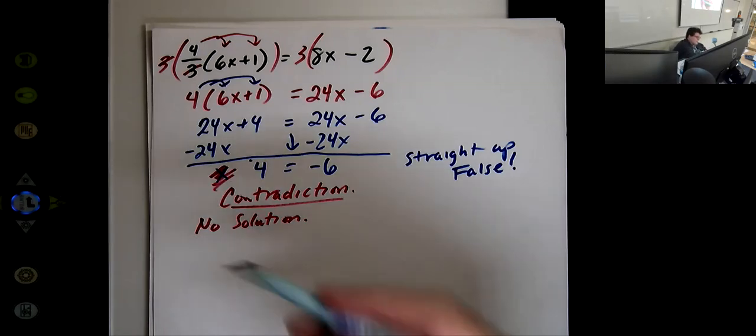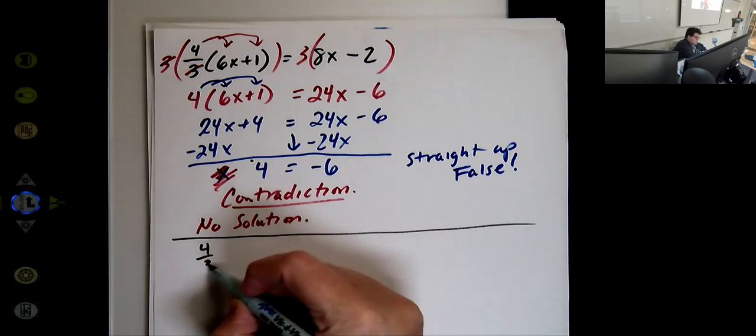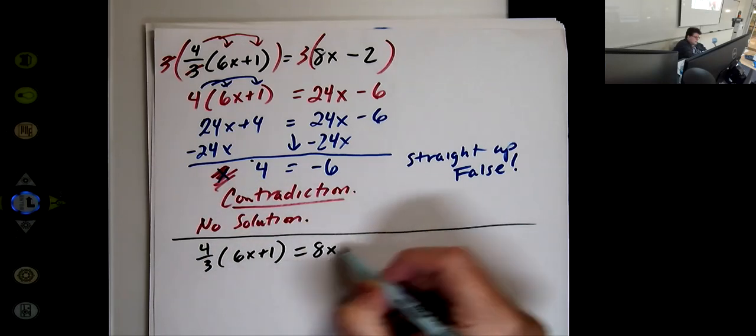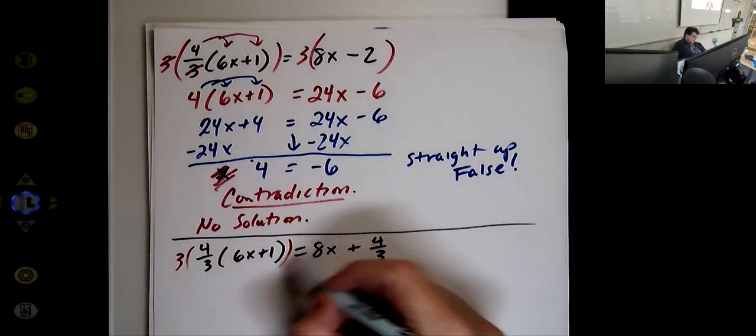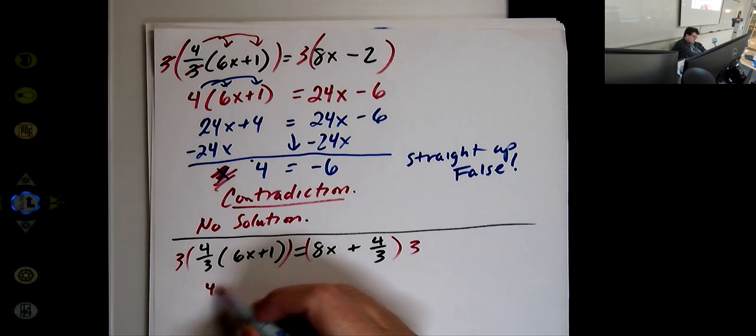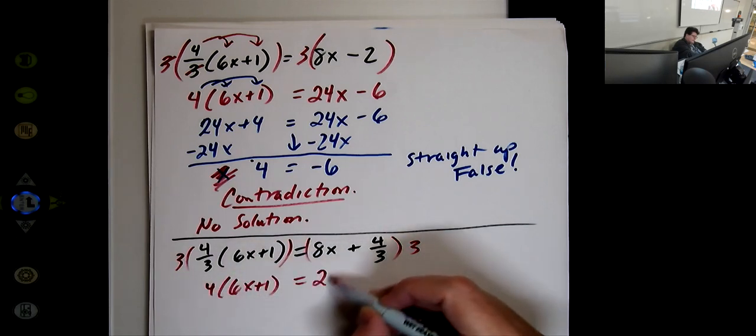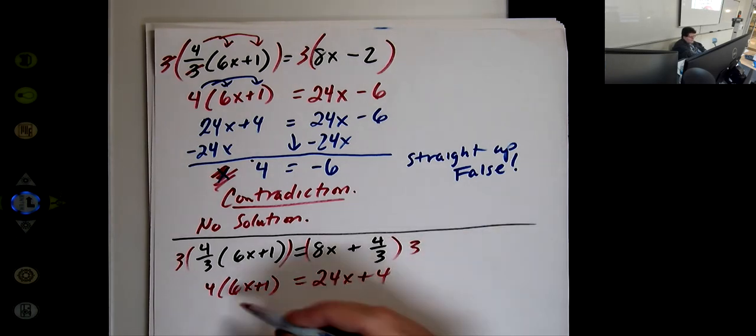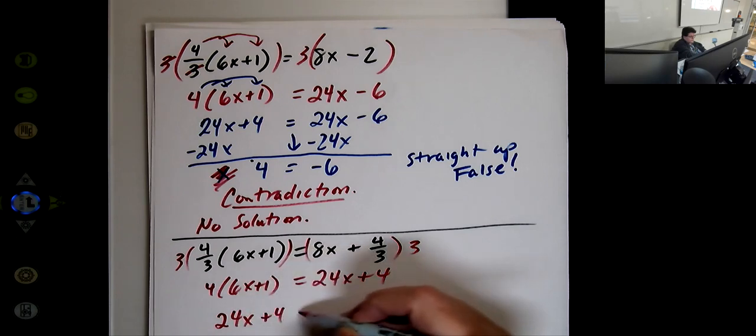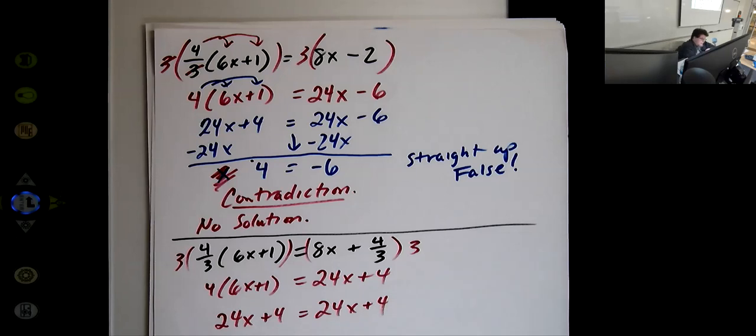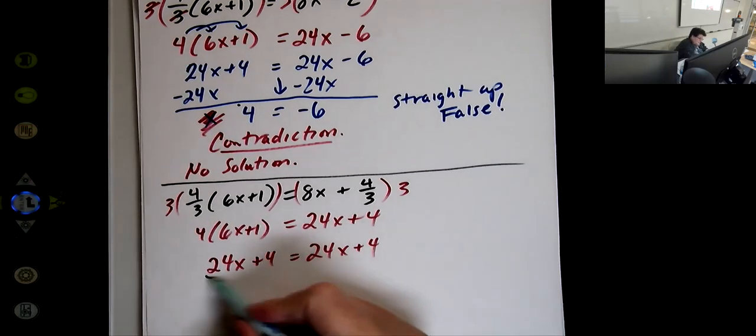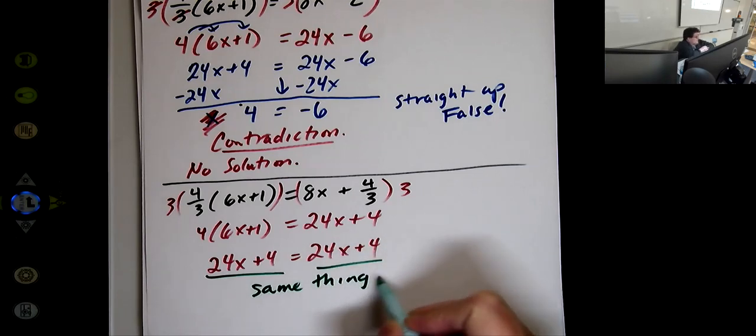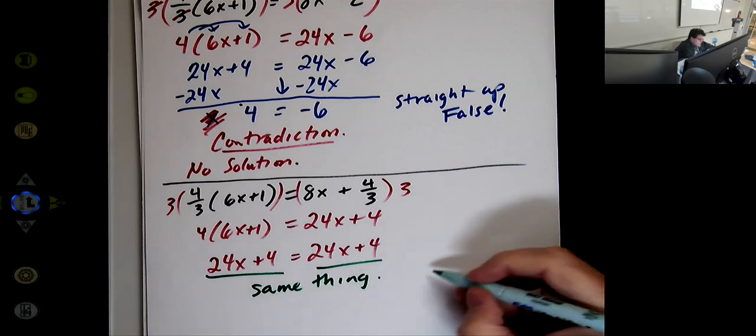However, I'm just going to edit it slightly. All I did is change the right side from -2 to 4/3. If we do what we did before and multiply both sides by 3, on the left we get 4 times 6x plus 1. On the right we get 24x plus 4. And when we distribute here, we've got 24x plus 4 equals 24x plus 4. You can actually stop there if you recognize right away that these are the same thing. If I start subtracting, this is going to lead to 0 equals 0.